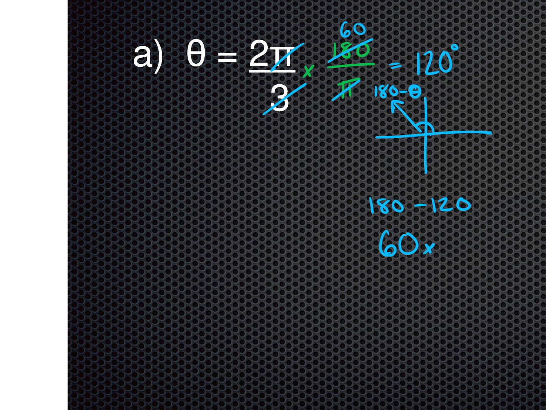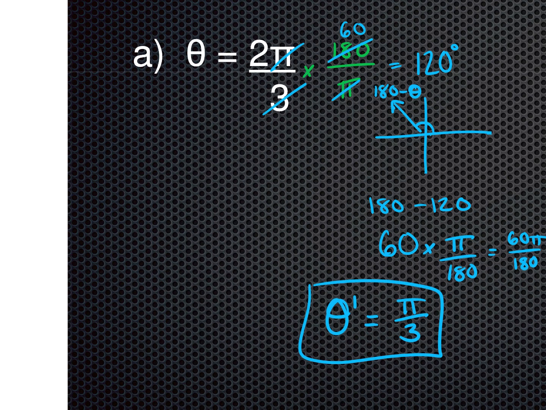So what would I multiply by to convert it back? Pi over 180. So we get 60 pi over 180, which would simplify to what? Awesome, pi over 3. So our reference angle would be pi over 3. Any questions here?